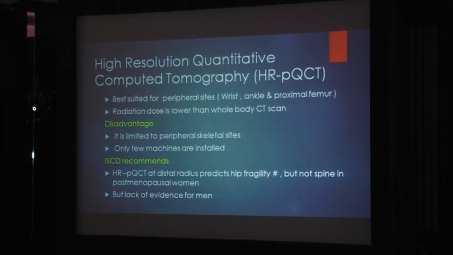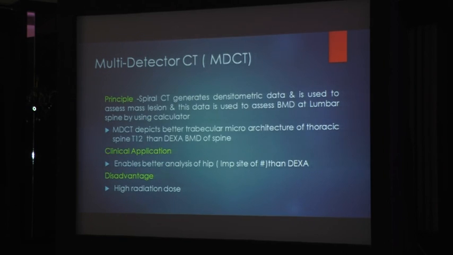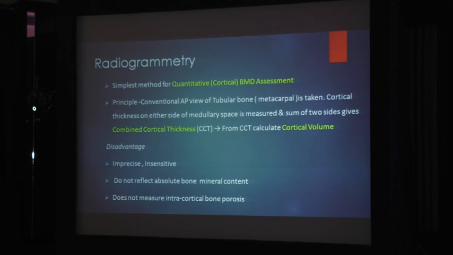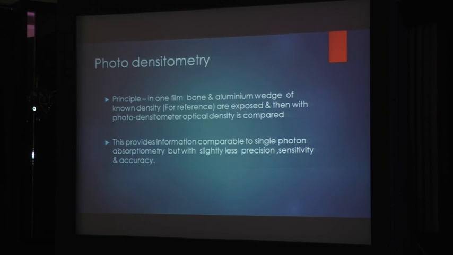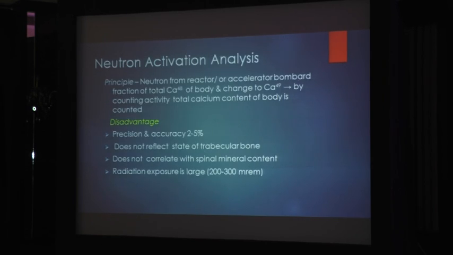High resolution, again, is for peripheral sites only. Multi-detector CT, again, is for better analysis of the hip fracture. Radiogrammetry is just the simplest method for quantitative assessment. Then photodensitometry, where in one film you expose the bone as well as an aluminum wedge and compare the density.